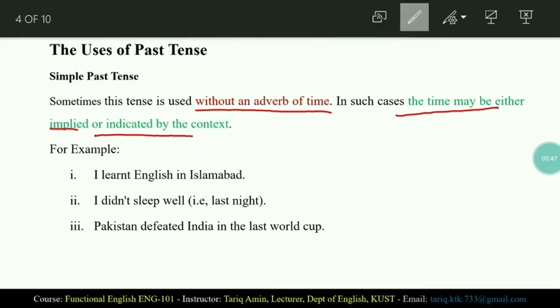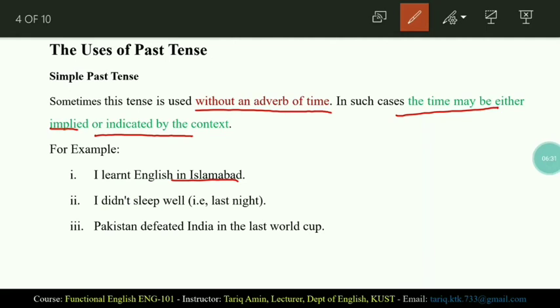Let's discuss the below examples. For example, I learnt English in Islamabad. Now, how is the time of the action indicated or implied? For example, someone may know that I was in Islamabad in 2019 or in March 2019. So the very time of the action can be implied or indicated by the words in Islamabad.